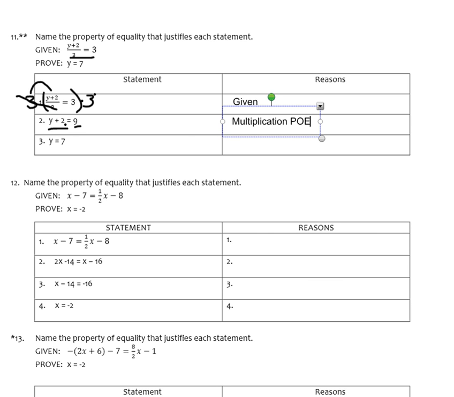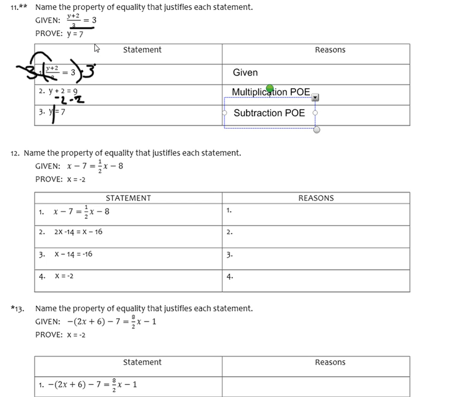And then last step, how did y plus 2 equals 9 change from step 2 to 3? Well, the y is still there, so we know we're not dealing with division or multiplication. The 2 is gone, and the 9 has decreased. So the only way a 9 can decrease, with the y not having changed, is by subtraction. So we're subtracting 2 from both sides of our equation. 2 minus 2 is 0, that's why we have nothing here. 9 minus 2 is 7, so this is the subtraction property. And once again, just check to make sure that what you were trying to prove is actually what you proved down here.